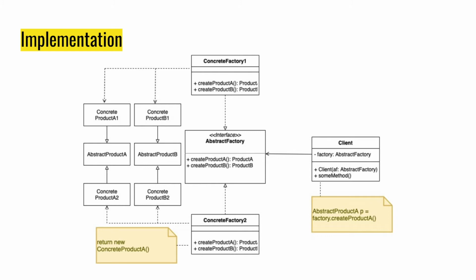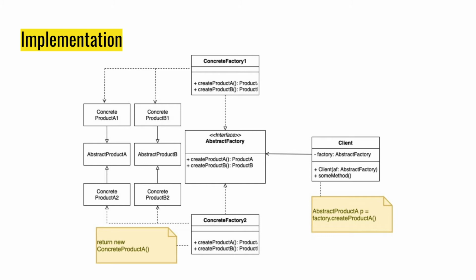The abstract factory interface, in the middle part, declares a set of methods for creating each of the abstract products. Concrete factories implement creation methods of the abstract factory. Each concrete factory corresponds to a specific variant of products and creates only those product variants. Although concrete factories instantiate concrete products, signatures of their creation methods must return corresponding abstract products.